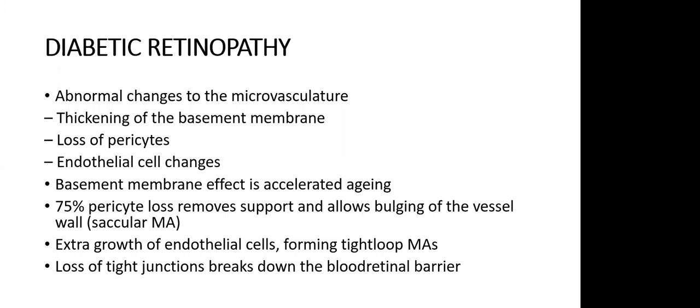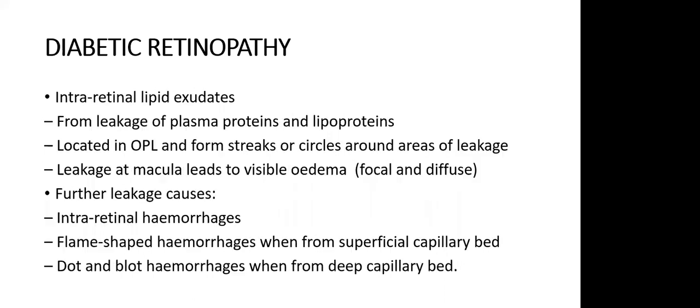And what does this lead to? It will lead to the formation of exudates, intraretinal lipid exudates, because of leakage of proteins and lipoproteins from the plasma. These exudates will be located in the outer plexiform layer of the retina. There are many layers of the retina, so this one is a bit deeper inside the retina, and you will see it as a yellowish or golden discoloration when you do fundoscopy.